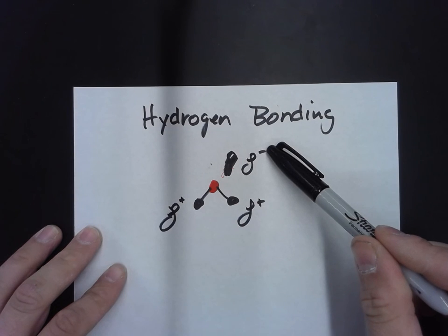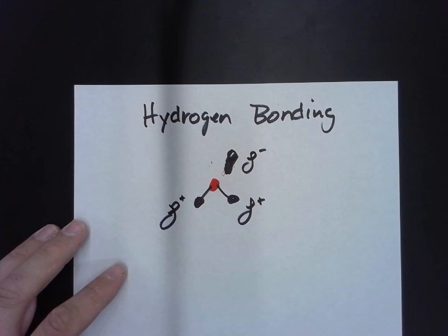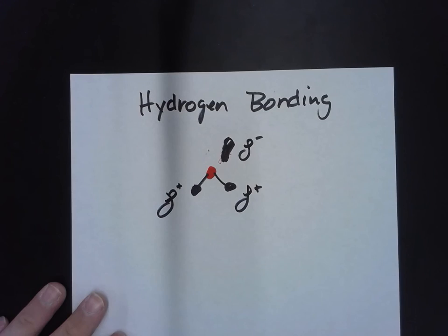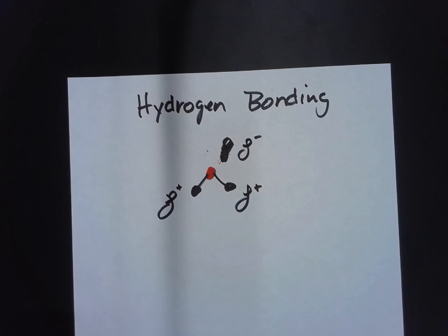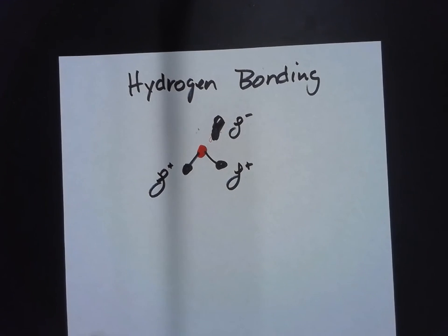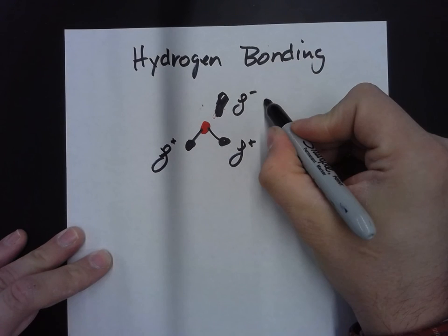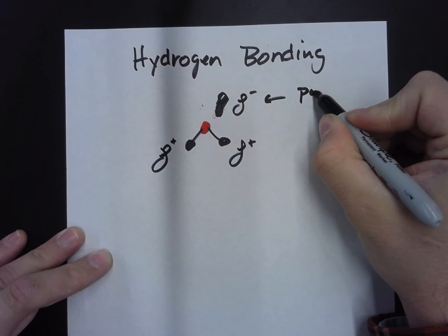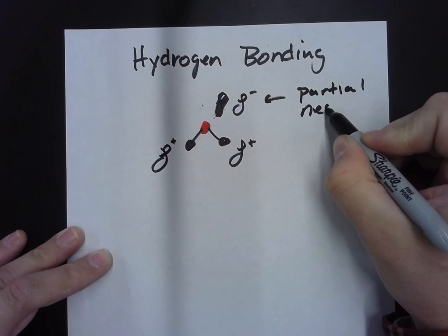So whenever you put a lot of these together, you get an interaction that takes place. I'll pause and draw a new set of molecules. Actually, let's define these. This means partial negative charge, and this is partial positive.